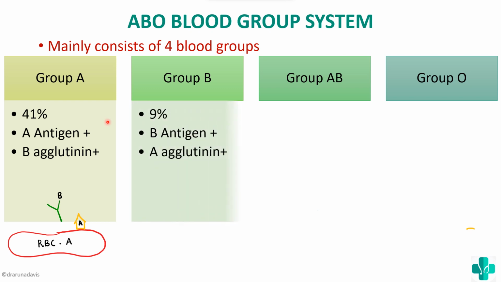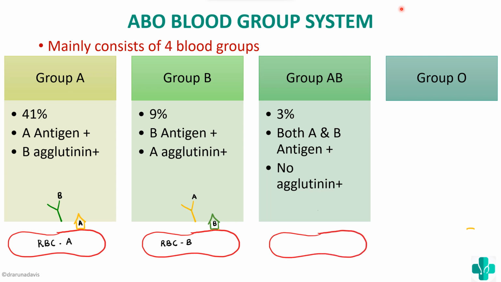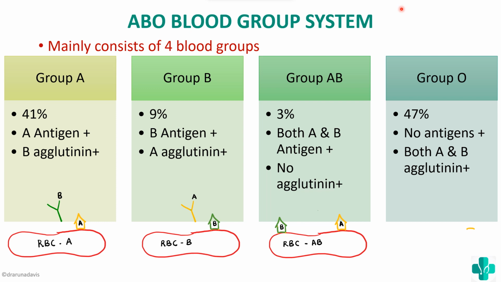Now group B individuals are far less common when compared to group A. They have the antigen B and the agglutinin present is A. So here again, if this is the RBC that belongs to group B, it will contain the antigen B, but the antibody present will be A. Now group AB is far rarer and it contains both A and B antigen, and there are no agglutinins present in the plasma. So on the RBC of an AB blood group person, they'll have both A as well as B antigen, but they'll not have any antibodies.